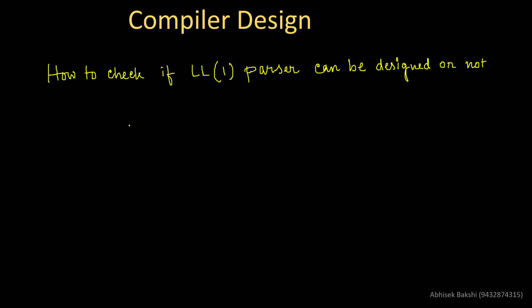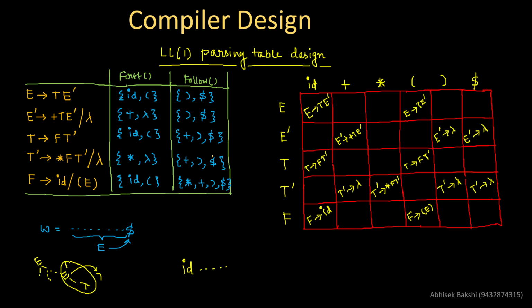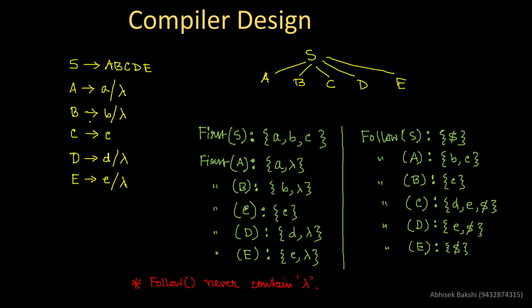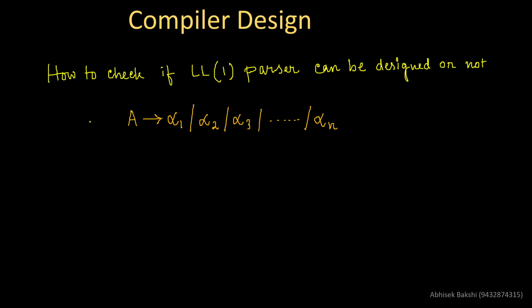Suppose I have a production rule A to alpha 1, or alpha 2, or alpha 3, or up to alpha n. So I may have n possibilities, and this is a very natural thing. We have already seen a lot of examples where we have more than one possibility from the same non-terminal. I can have two different productions, right? It's very natural. We have seen that many times.